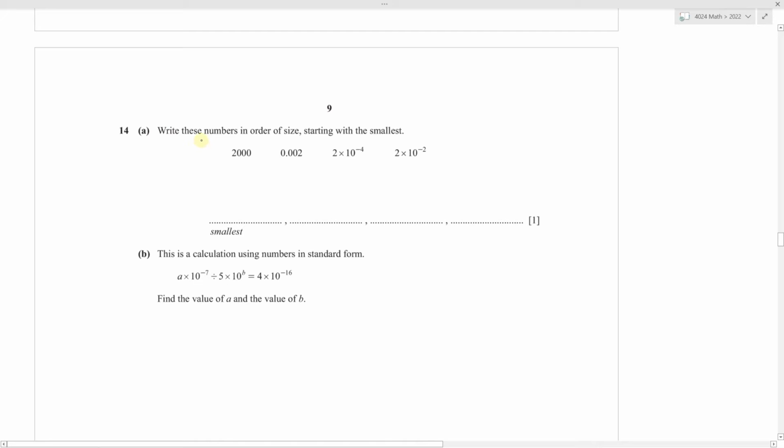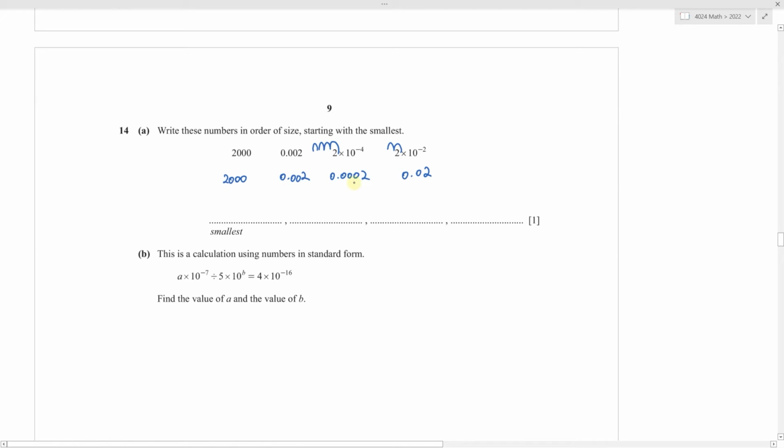14 part A, write down these numbers in order of size. So let me write down these two numbers as decimals as well. So 2 into 10 power minus 4 means I have to move the decimal 4 places to the left. 1, 2, 3, and then 4. So that means 0.0002, and this will be 0.12, 0.02, and this is 2000 as it is, and this is 0.002 as it is.